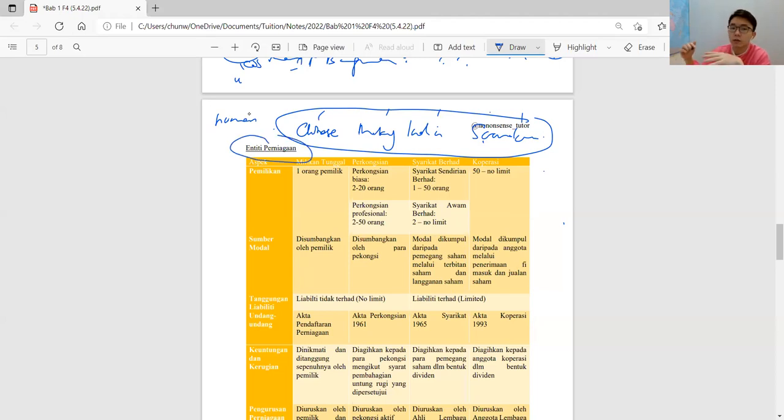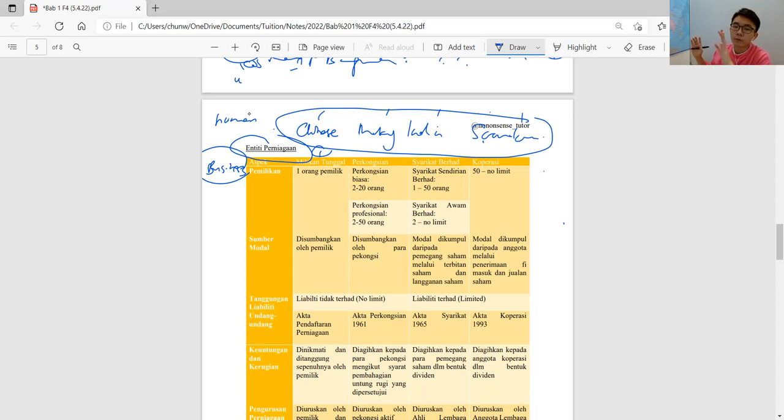So there are different types of business. It depends on what kind of business you want, and each type of business, or we call it entity perniagaan, has a different culture. You have different rules, different structure, character. You get what I mean? Okay, now let's start from Milikan Tunggal.